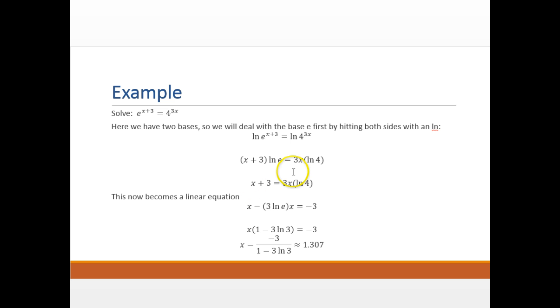Believe it or not, this is just a linear equation. And by your rules for linear equations, you get your variables to one side and your constants to the other. So you get x minus 3 natural log of 4 times x equals negative 3. We're going to factor out an x on the left-hand side. You get x times 1 minus 3 natural log of 4 is negative 3. Divide both sides by 1 minus 3 natural log of 4, and you get a solution of x is approximately equal to 1.307.